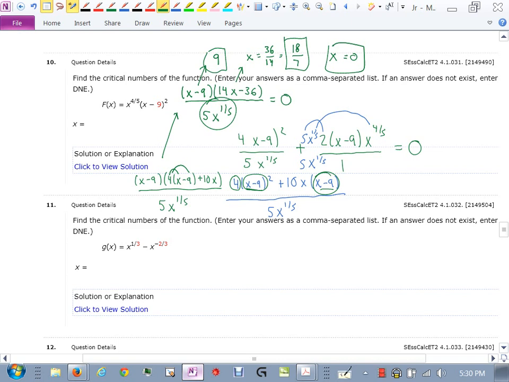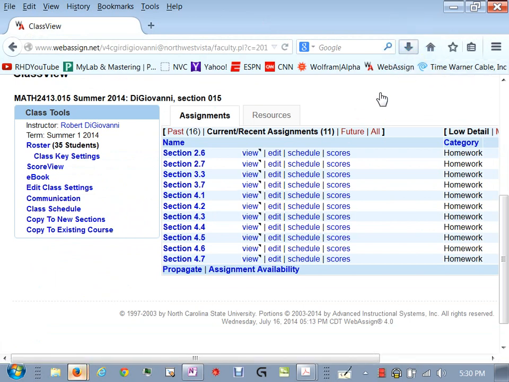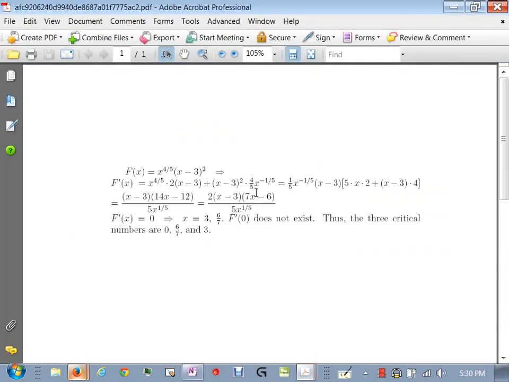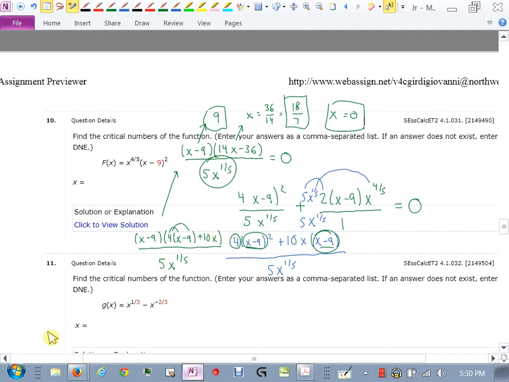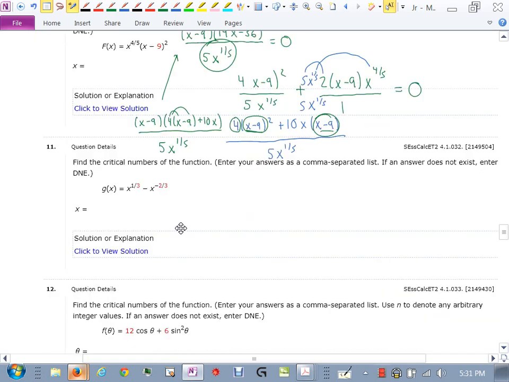Let's take a look at this next one here. Find the critical numbers of this function. Oh, wait, hold on. I wanted to check that, make sure I didn't miss anything on that. What the heck? X minus 3. Did I write that problem down wrong? Oh, it's a different problem. X minus 3. Sorry. Well, mine's going to be a little different. All right, that could be an issue.